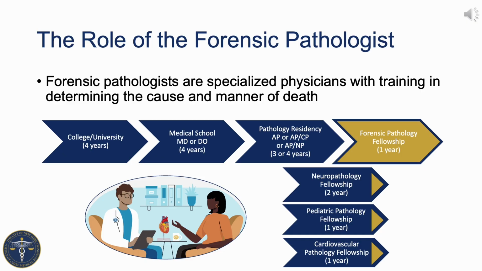Forensic pathology, whether it is taking place in a medical examiner or coroner system, is a team effort. Forensic pathologists are specialized physicians with training specifically in determining the cause and manner of death. These are doctors who did residency training in pathology, followed by fellowship training in forensic pathology. Many forensic pathologists also have subspecialty training in neuropathology, pediatric pathology, or cardiovascular pathology, or forensic pathologists work closely with pathologists who have subspecialty training in these fields.